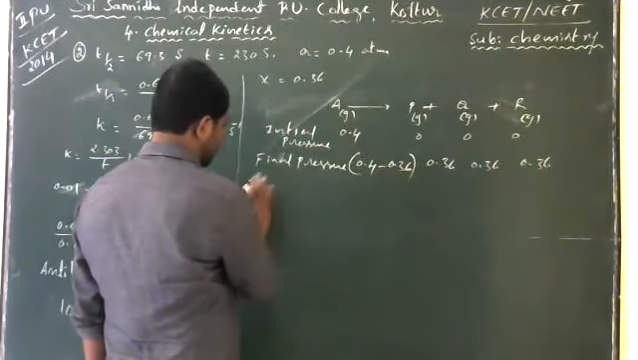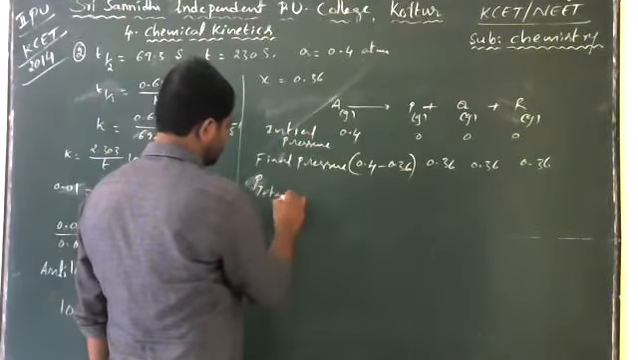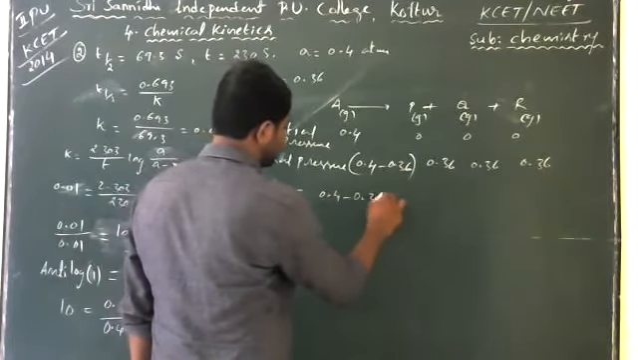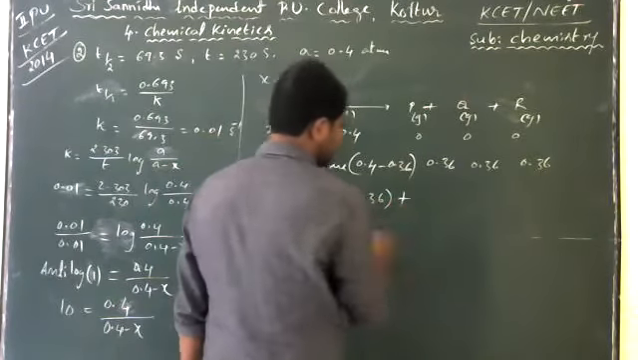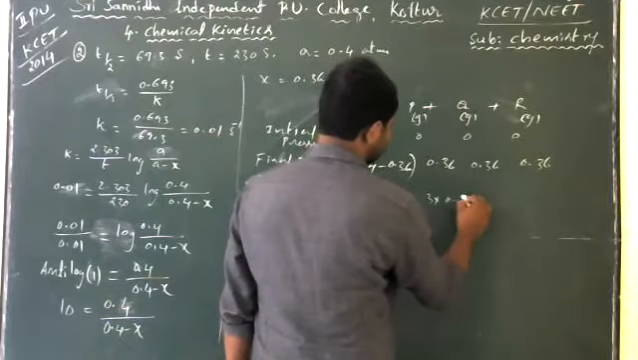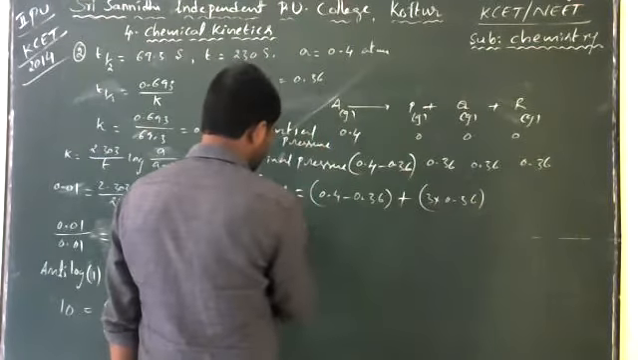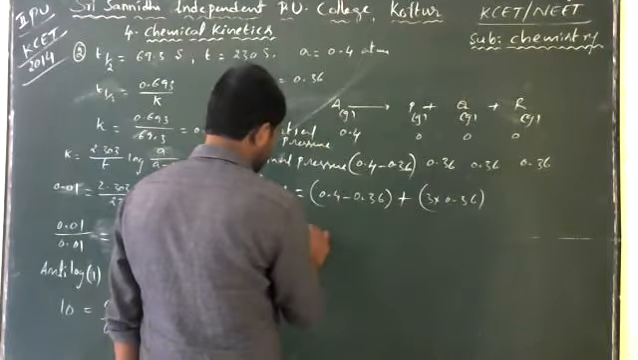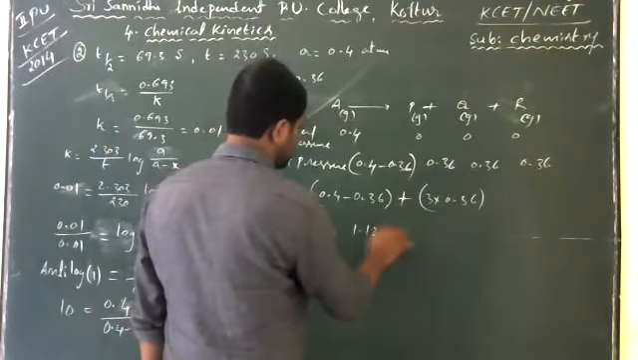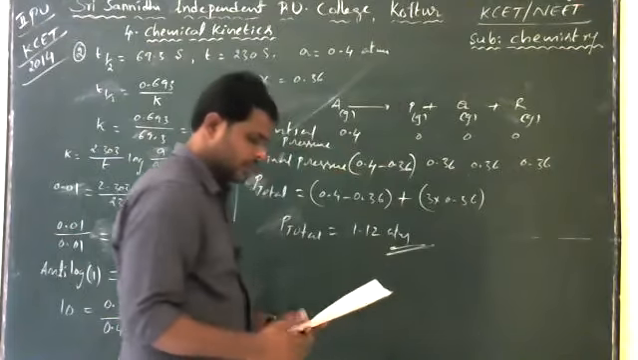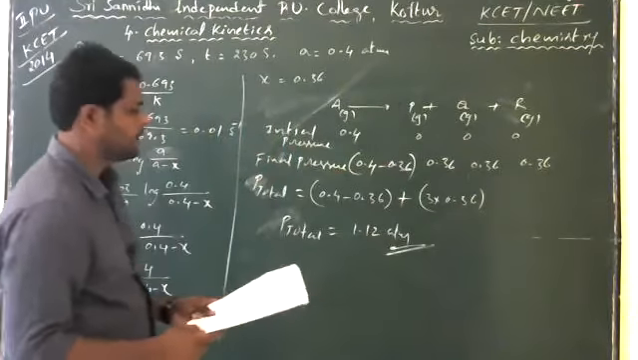Total pressure P total is equal to 0.4 minus 0.36 plus 3 into 0.36. So you get P total is equal to 1.12 atmosphere, which is right. And this is the answer. We have the option D here, 1.12 atmosphere.